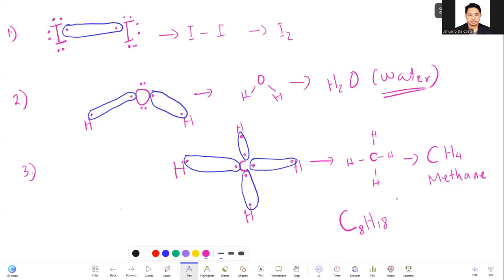This is gasoline, by the way. Kerosene, yeah. That will be C12H26. That's kerosene.